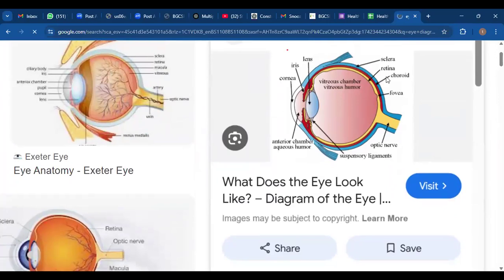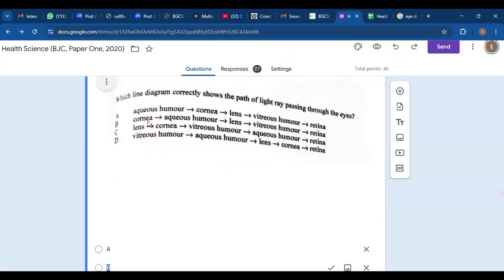All right, so light passes through what? The cornea first, then the pupil, then the lens, then the vitreous humor, then the retina. So that's B. It's B. Cornea, aqueous humor, lens, vitreous humor, and retina.